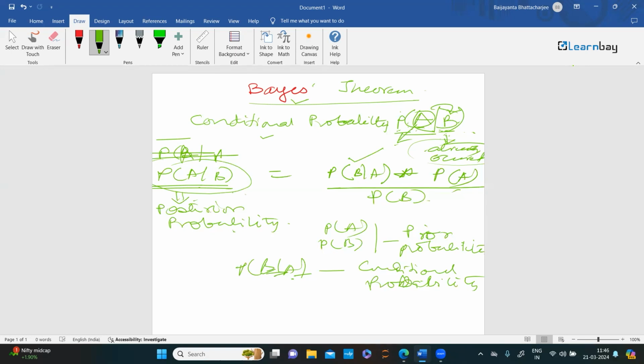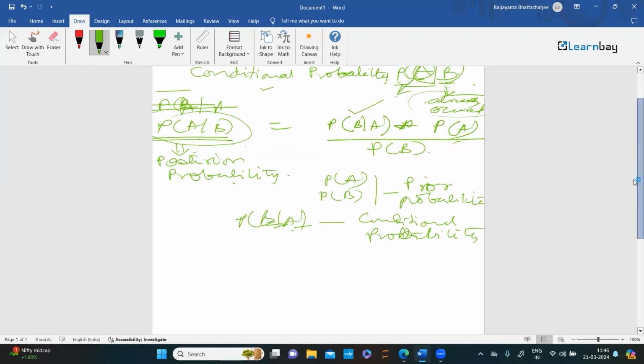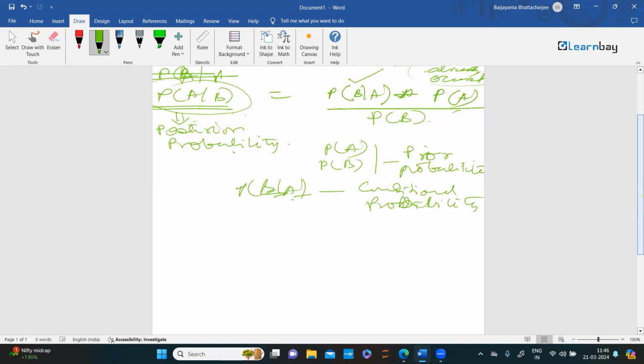Clear or not, Aditya? Yes, ma'am. So your new probability is what? The new probability that you are calculating is the probability of A given B, which is also read as the posterior probability of the event A given that event B has already occurred. It is also called the revised or new probability of A. You are calculating it using the formula. This is the statement or the theory behind Bayes' theorem.